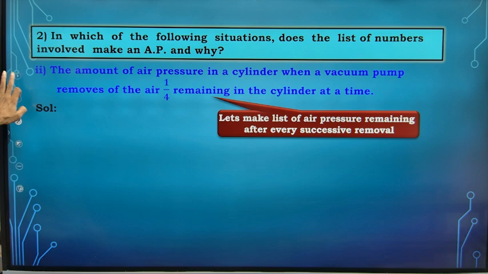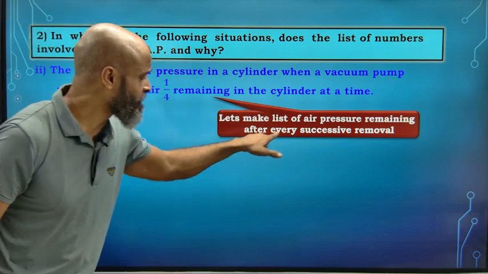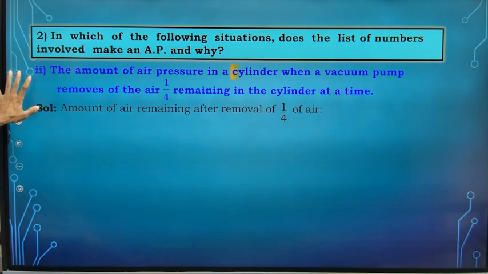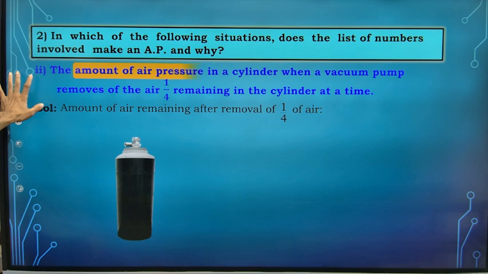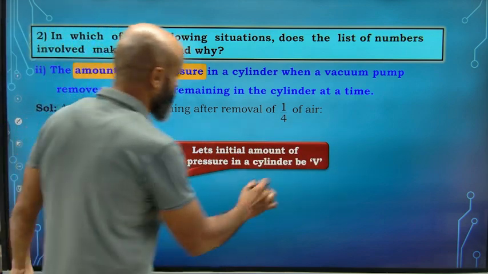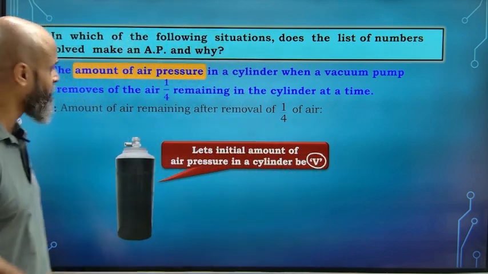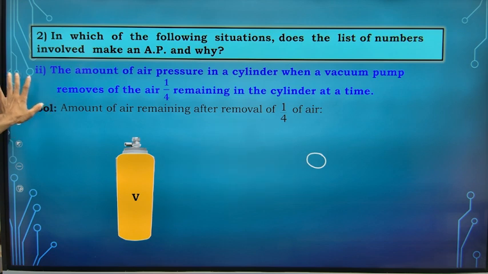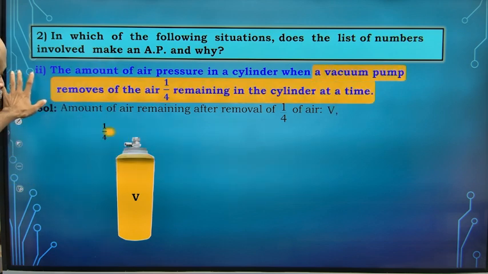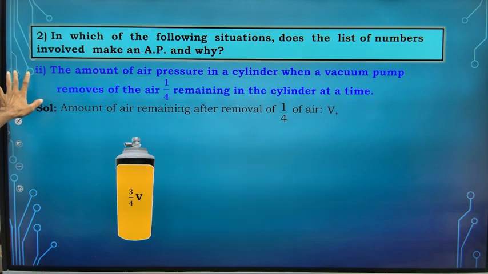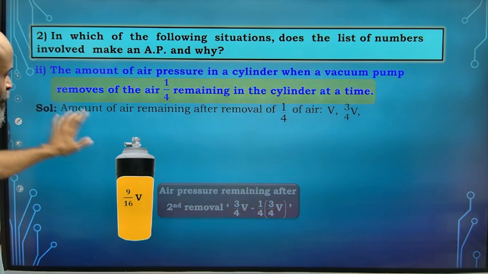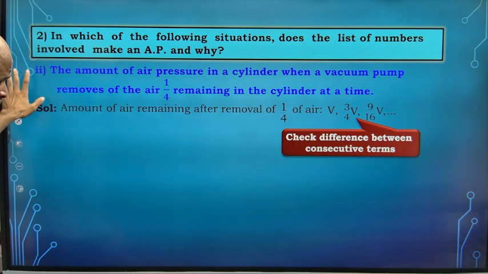Let's look at this, people. Let's make a list of air pressure remaining after every successful removal, the amount of air after removing 1/4 of the air. Let's say this is the cylinder, and the initial amount of pressure in the cylinder is V. It is completely filled. 1/4th is removed, so this will be 1/4 V, and that remains with 3/4 V. Again, 1/4 of 3/4 V, that is 9/16 V.